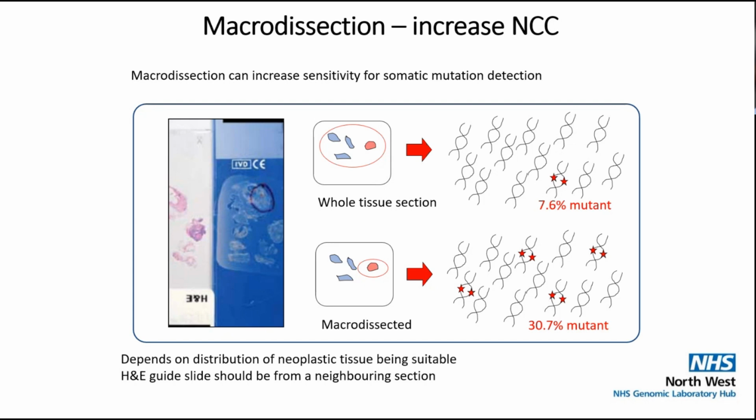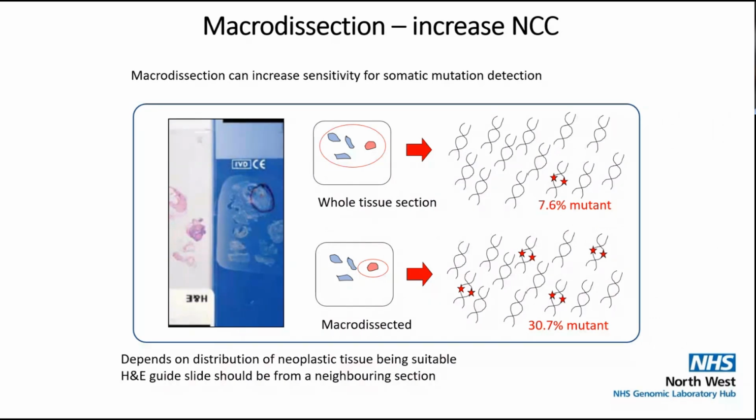To do macrodissection, I think it is important for people to understand that it is truly macrodissection. We're doing it manually with a scalpel. This is not microdissection. We're unable to pick really, really small areas of the slide. It is just scraping material off a slide with a scalpel. Also, when you do the macrodissection, we are reducing the amount of tissue, so we are going to be reducing the amount of DNA that is available for testing.